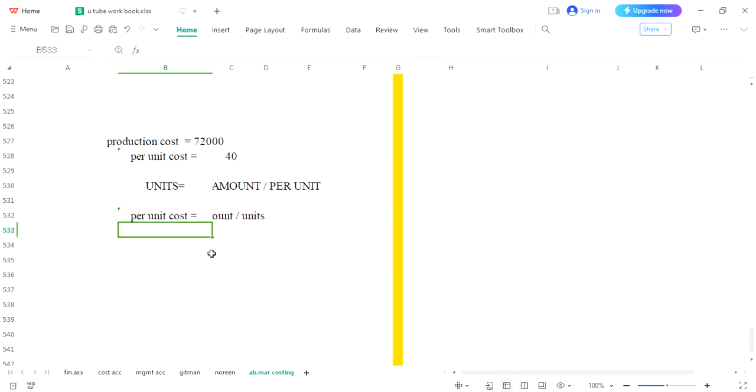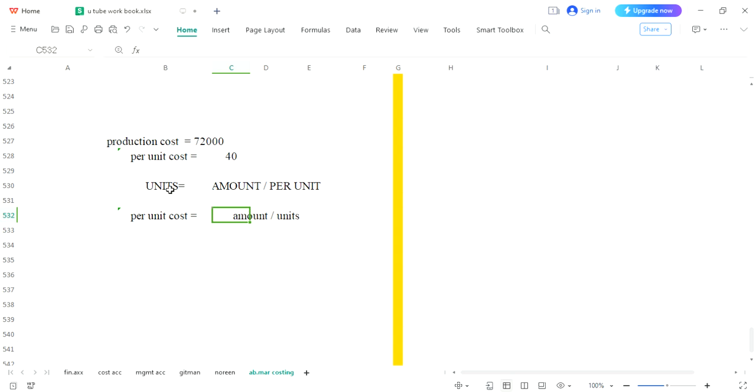Now you can see that units are divided over here. When you take it to the opposite side, the sign would be changed. Here it is divided; when you take it to the other side, it would be multiplied, and you will have units into per unit for your amount. But to calculate units, you will be dividing your amount by per unit. So these are different formulas. I'm just trying to help you understand.